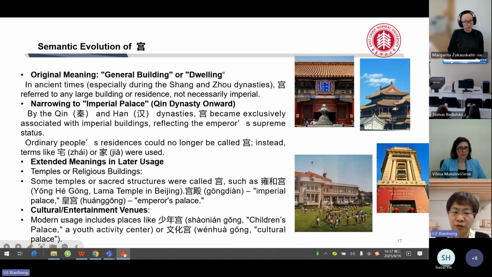And for culture or entertainment venues, we can also now use the word gong. For example, we have the word 少年宫, children's palace, a center for youth activities. Here you can see this one in Beijing, 少年宫, and here is the Shanghai Wenhua Gong, the Culture Palace. So the meaning is extended, not only referring to the emperor's palace, but also to some temples or sacred structures. That's the change of the word gong.